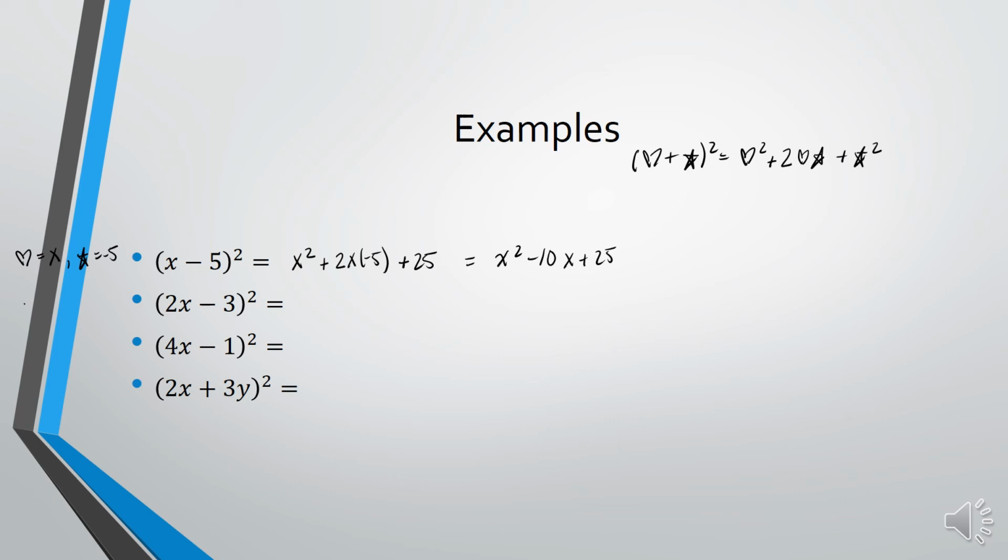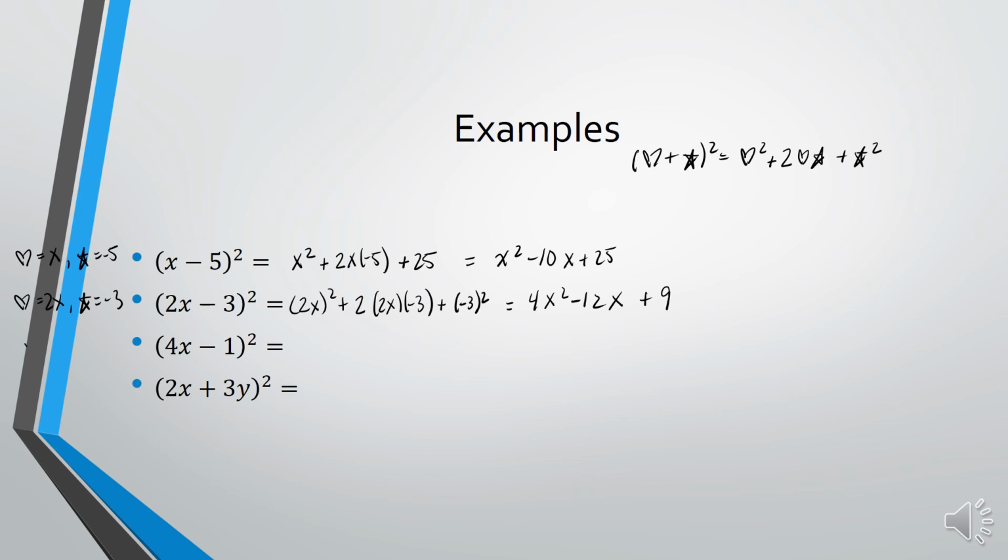For my next one, my heart here is 2x, my star is -3. So according to the rule, it should be my heart squared, that's my first term. At the end, it's going to be my star squared. And I'll write out all the steps for this one. And then in the middle, 2 times those two terms being multiplied. And if I simplify this, it looks like 4x squared minus 12x plus 9.